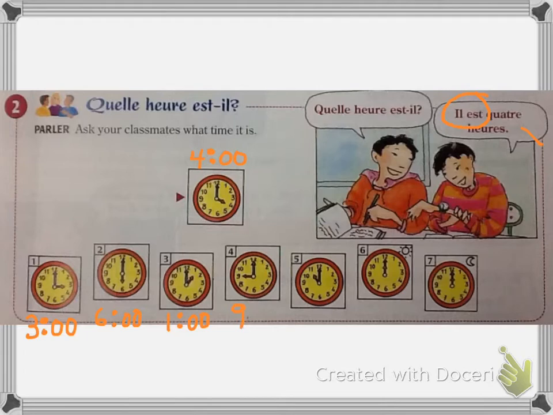This is 9 o'clock. This is 11 o'clock. This is noon because it's got the little sun here. And this is midnight because it has the little moon here. Okay? So this is a speaking one that I want you to be practicing the speaking.